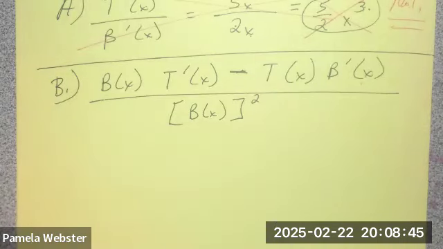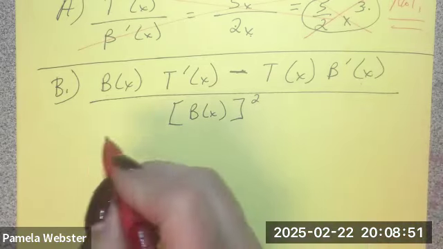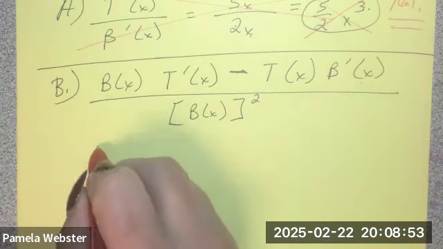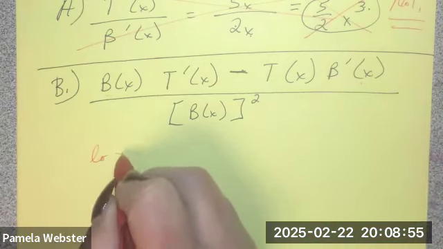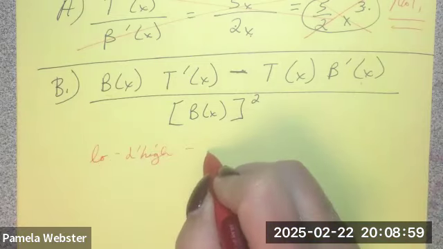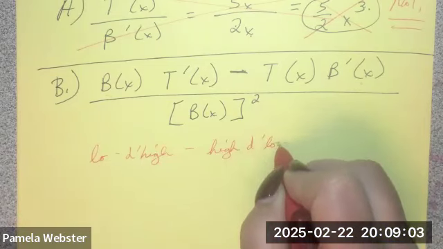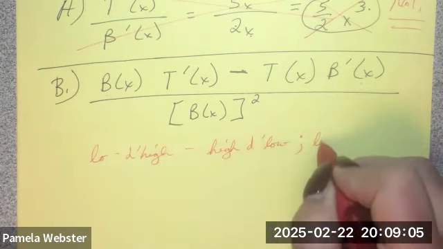It will be on a formula sheet. You're not going to have it memorized, but you absolutely have to remember which one it is. So the saying that I learned when I took calculus was low D high, high D low, low low.